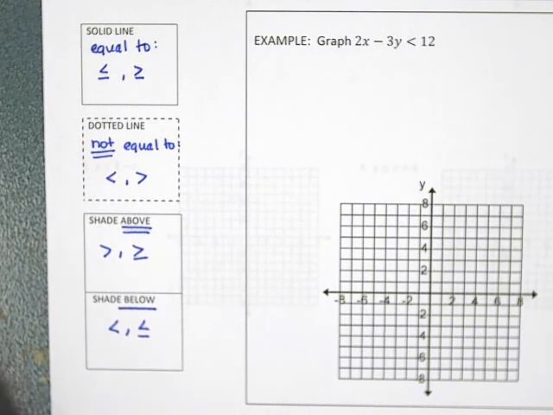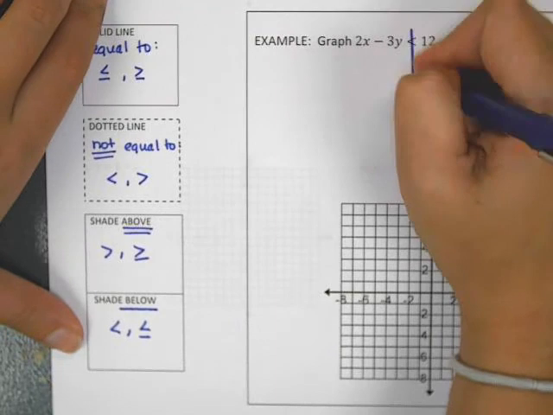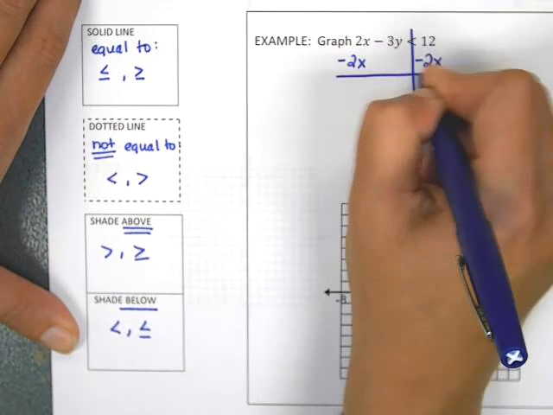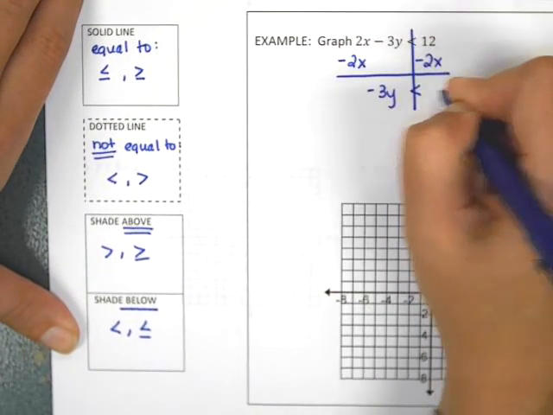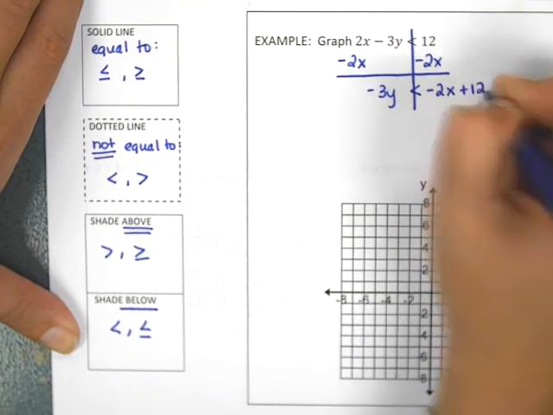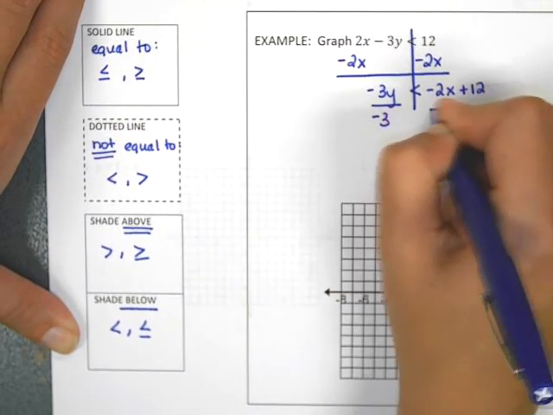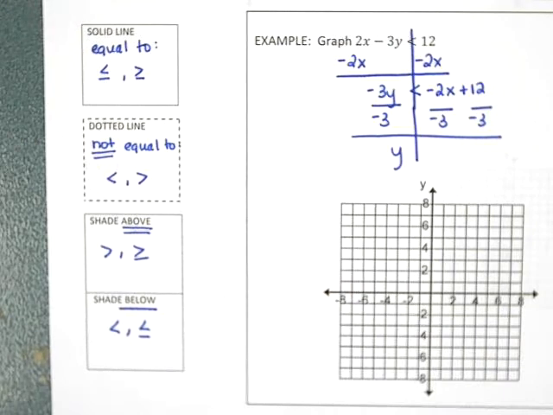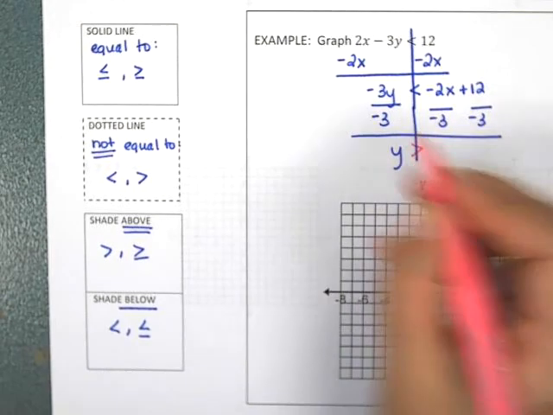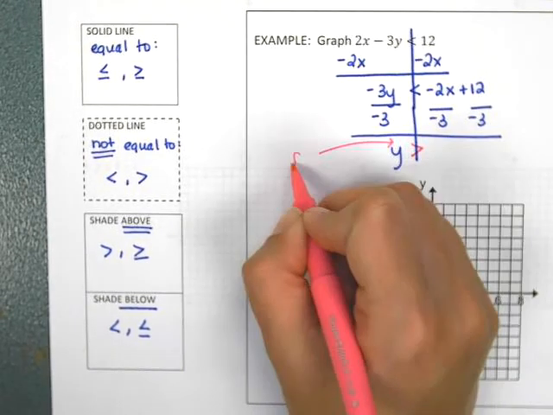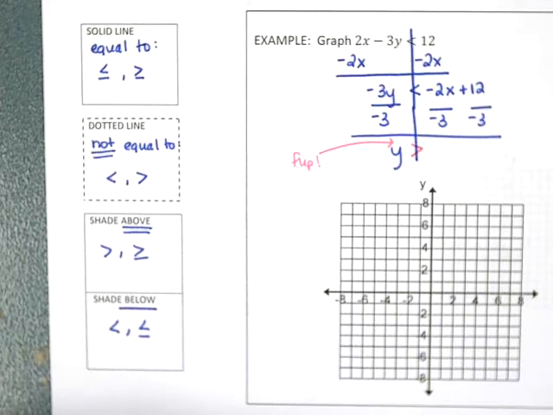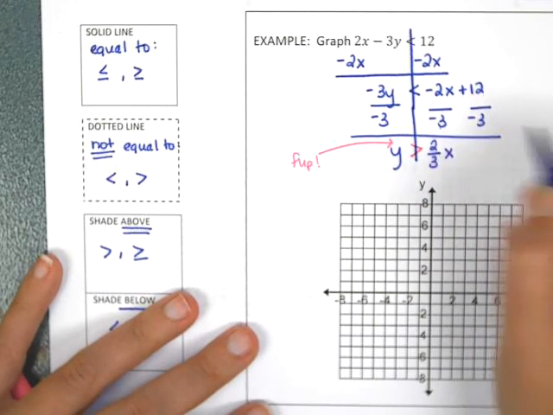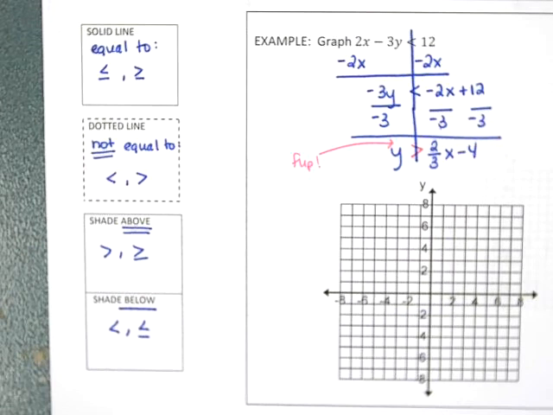Let's do an example. The first step here is going to be to isolate the y. I'm going to start by subtracting the 2x on both sides, and I get negative 3y is less than negative 2x plus 12. Now I'm going to divide by negative 3 on all of the terms. Right away I notice I'm dividing by a negative, so my inequality symbol needs to flip over. I also notice that I have a negative divided by another negative, which makes a positive 2/3, and 12 divided by negative 3, which is negative 4.